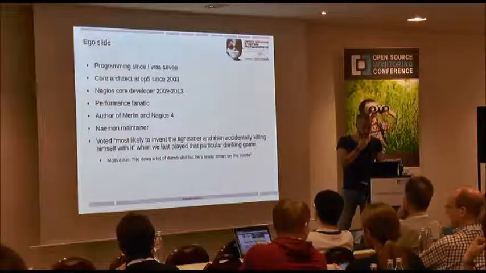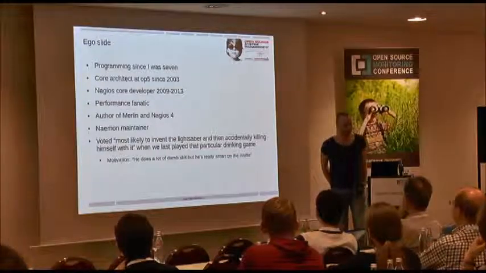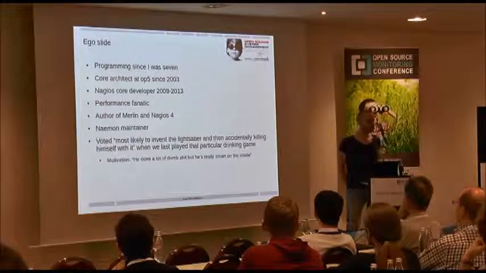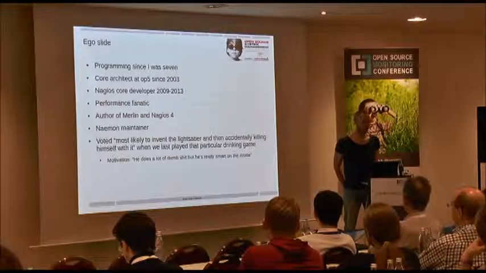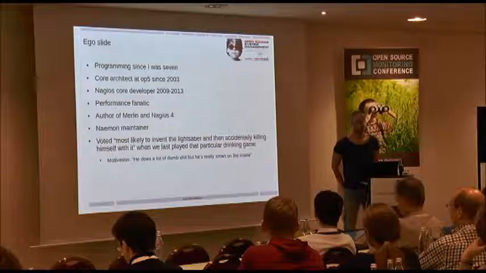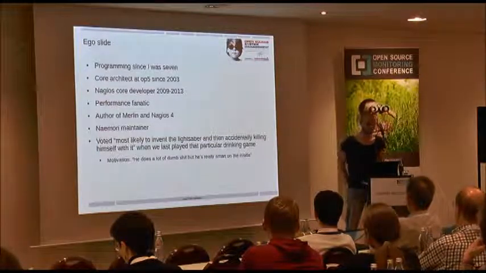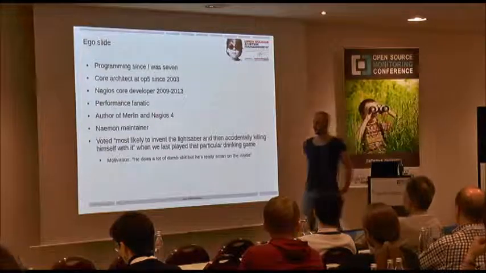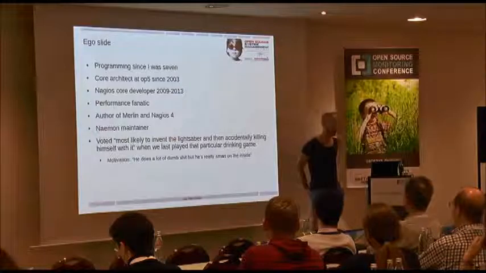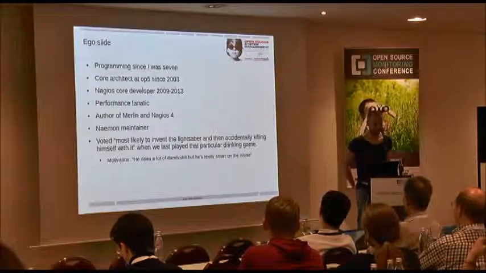So yeah. I was a Nagios core developer between 2009 and 2013. I'm a bit of a performance fanatic, which you can see in most of the stuff that I do. And if you've seen the difference between Nagios 3 and Nagios 4, and, well, Nagios 3 and everything that came after it, then you will know. I'm the author of Merlin and, well, Nagios 4. I am also the Naemon maintainer.